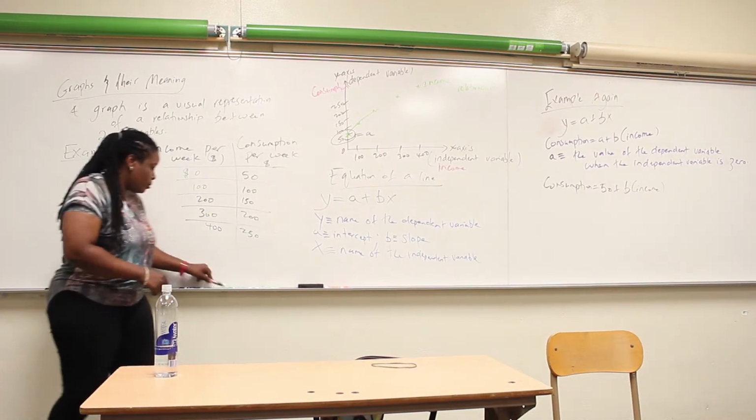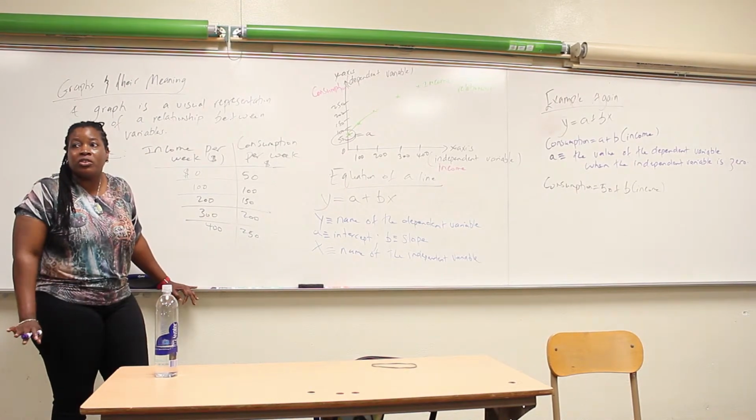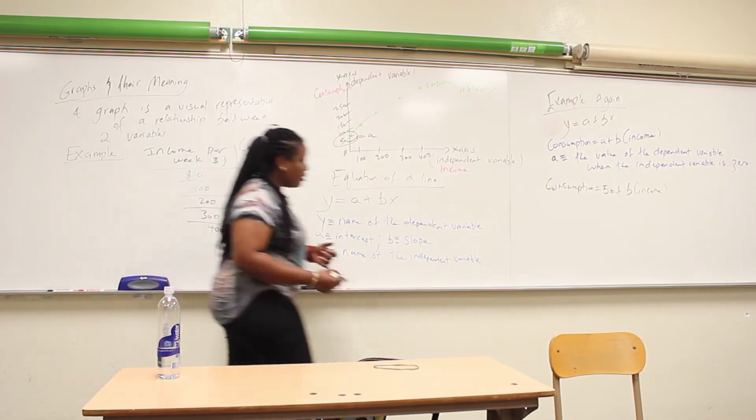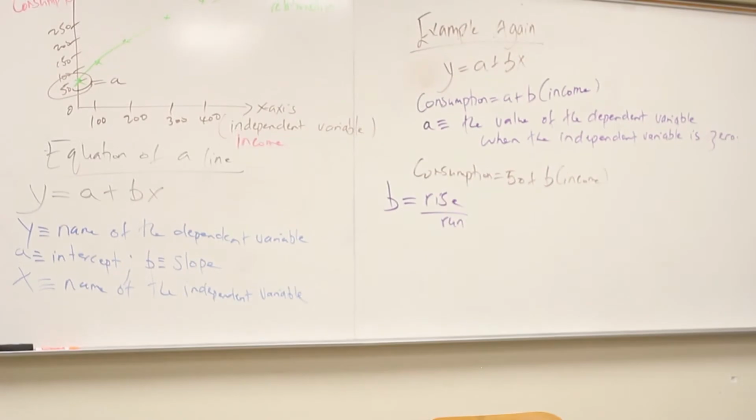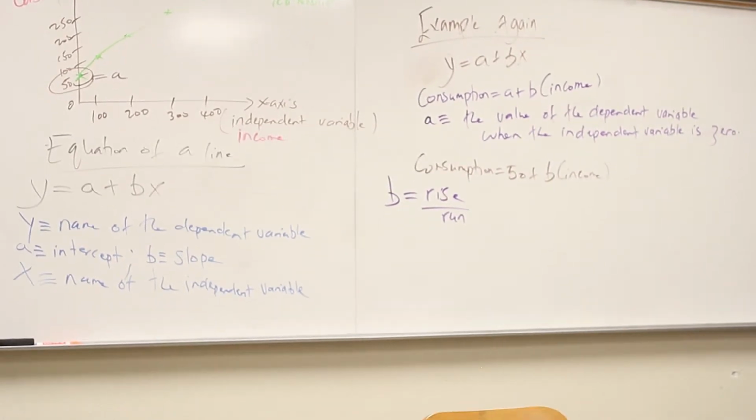Let's do the B. For the B, which is the slope, one thing I want you to remember is this. The B, the slope, is rise over run. And I'm going to explain that. B is rise over run. If you remember rise over run, you can't go wrong. Rise over run, that's the B. This is what I mean. Let me help you to visualize this.